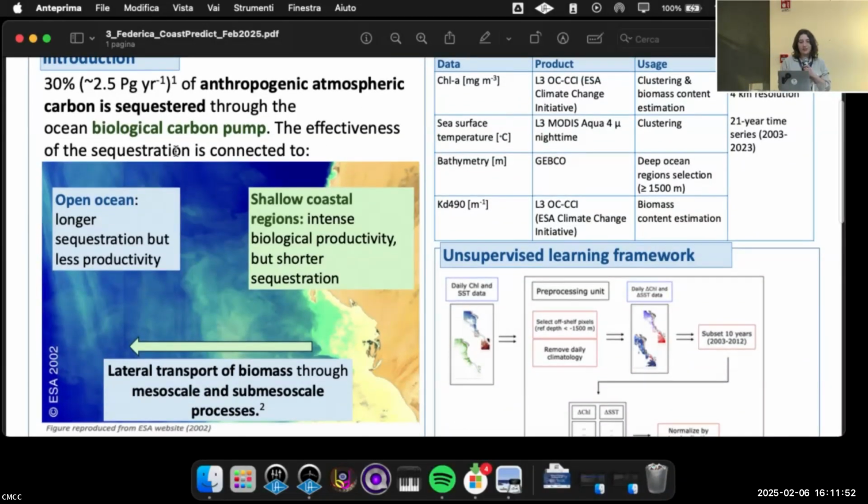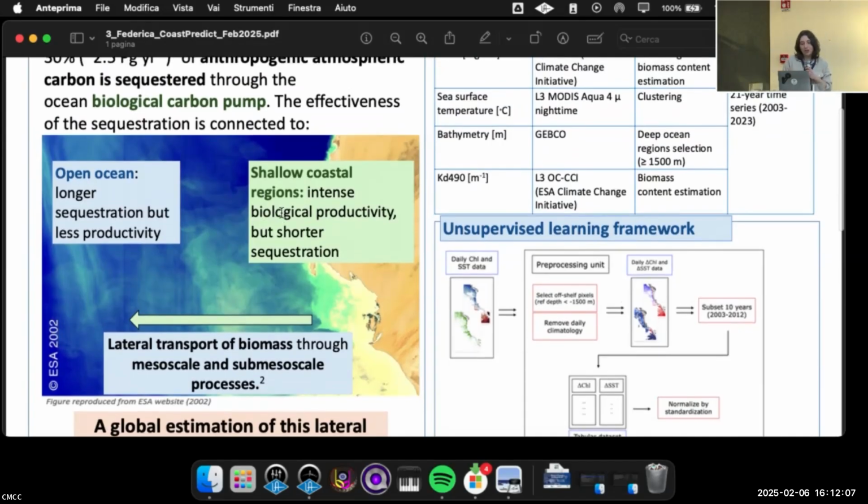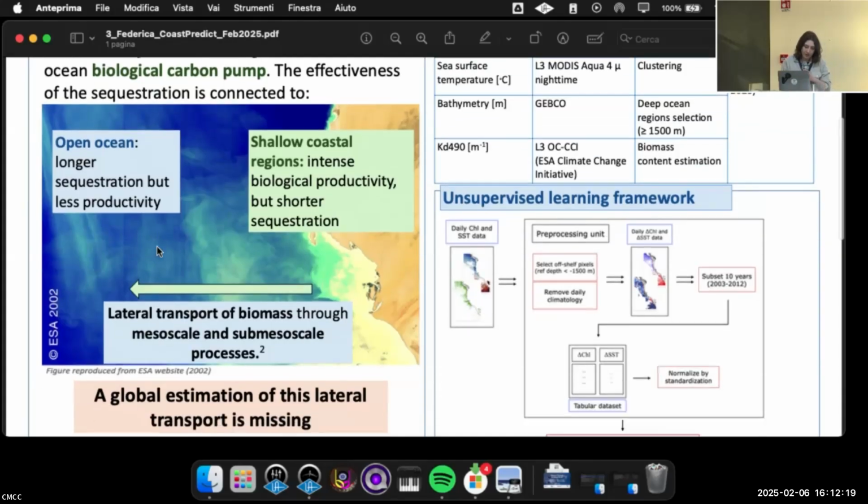So this process, called the biological carbon pump, is driven by depth. Greater depth means longer sequestration, but it also depends on productivity, because the more productivity we have, the more carbon compounds we produce. The majority of productivity is concentrated in the shallower coastal regions, while, of course, the open ocean has the capability to increase the length of sequestration of these carbon compounds.